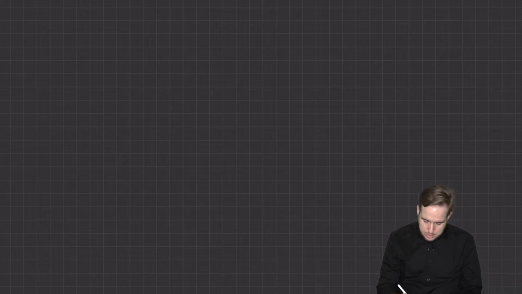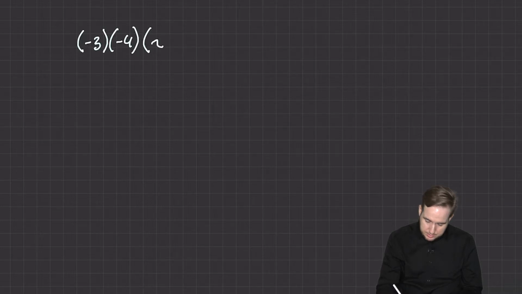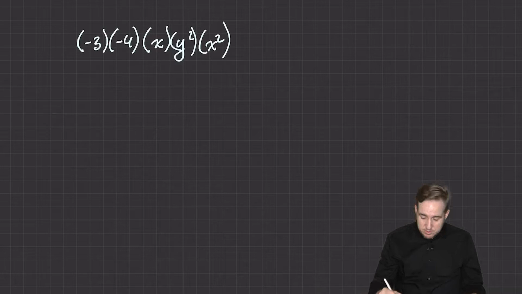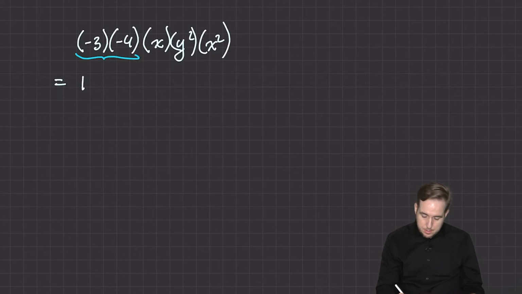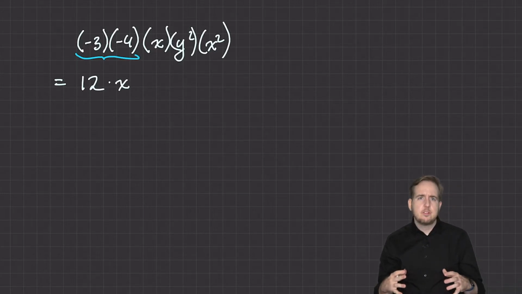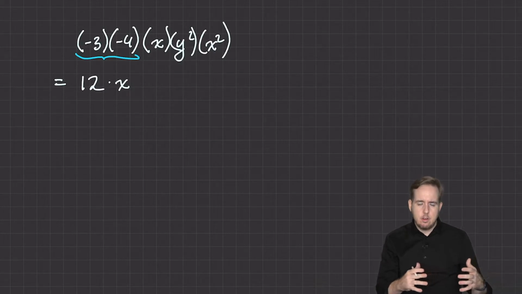Okay, let's get a new page because we're running out of space. How about we'll do -3 times -4 times x times y squared times x squared. Lots going on, but still not hard to do. All right. Now, anything you can do, you should do. So, for example, here, I know what the answer to -3 times -4 is. That's just +12. The other ones are a little bit more difficult.